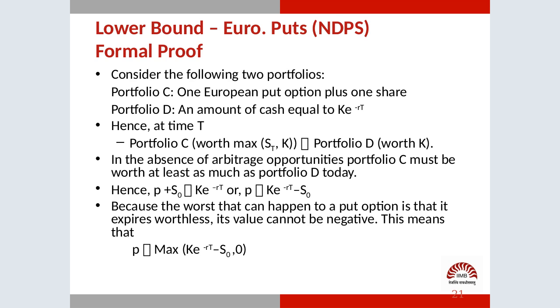Right? Now, what is the worst case that can happen? The worst case is that the put option expires worthless, because after all, option value or option premium cannot be negative. So this essentially means that P will be greater than the max of K to the power of minus RT minus S naught, and 0. So what you see is that if these upper and lower bounds get violated, you automatically have arbitrage possibilities. And you can't generate arbitrage possibilities in the market to start with, and therefore you will not do that.